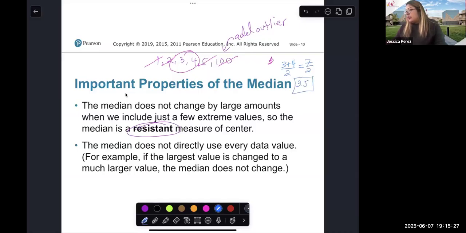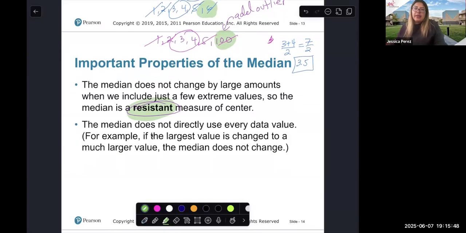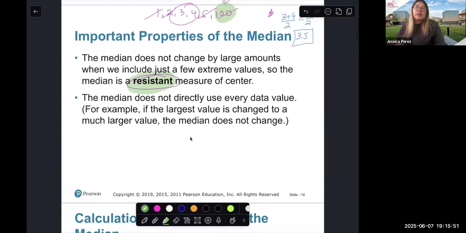So that's not going to change if it's 1, 2, 3, 4, 5, or 6, because the middle value will still be 3.5. So we can say that the median has the property of being resistant, because even though we added the outlier, it did not change the value of my median. The median does not directly use every data value. That's the difference.